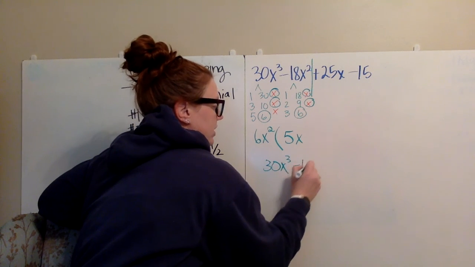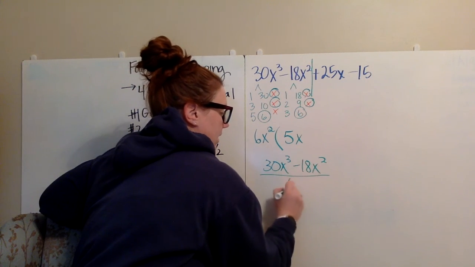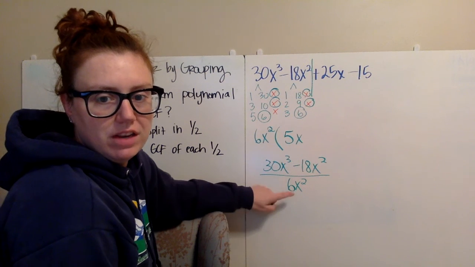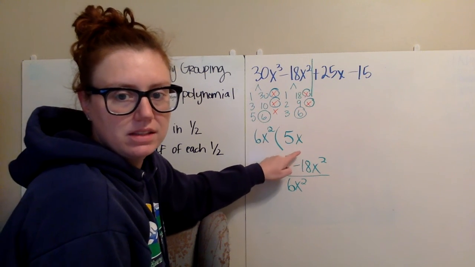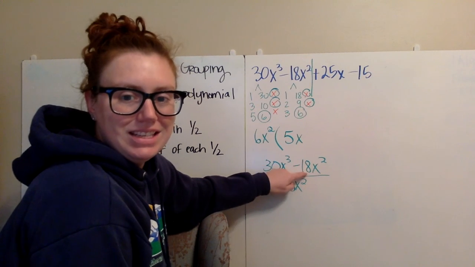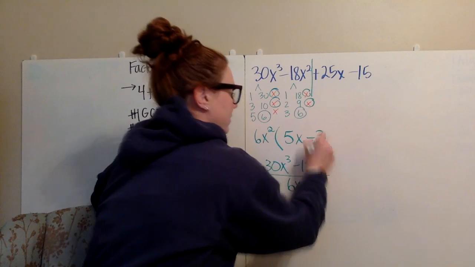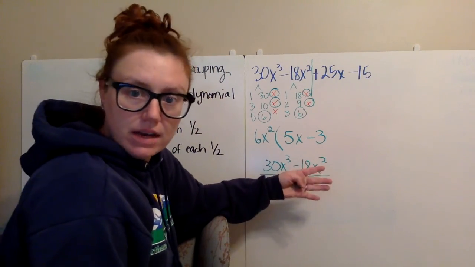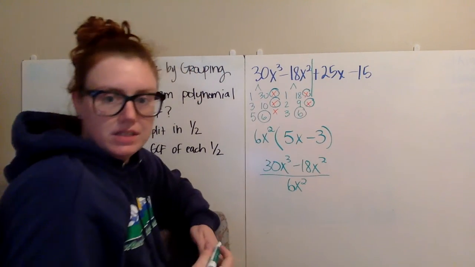I'm taking this first half and I'm dividing it by the greatest common factor that we found. 30 divided by 6 is 5. X to the third divided by x squared is x. Negative 18 divided by 6 is negative 3. And x squared divided by x squared cancels out. So this first half right here factors into this.